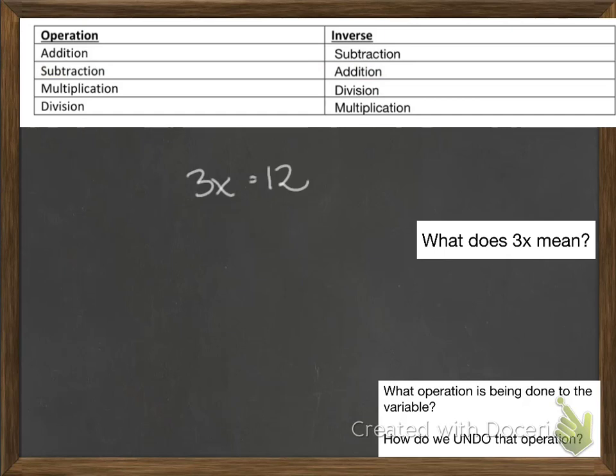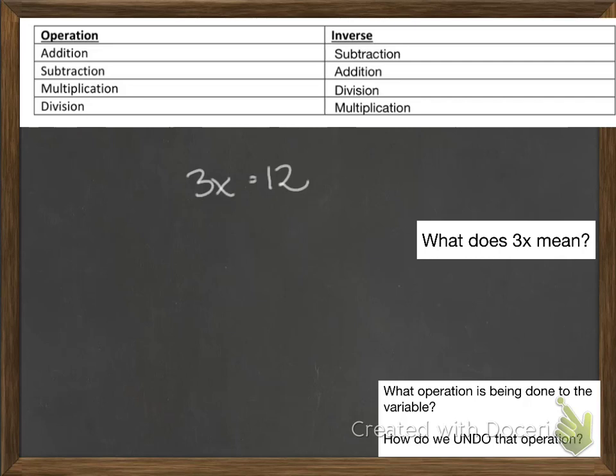Well, what about multiplication and division? They are also inverse functions of each other. So, in other words, to undo multiplication, I need to divide, and to undo division, I need to multiply. So now we have this set of inverse operations, we can continue on looking at some different one-step equations.